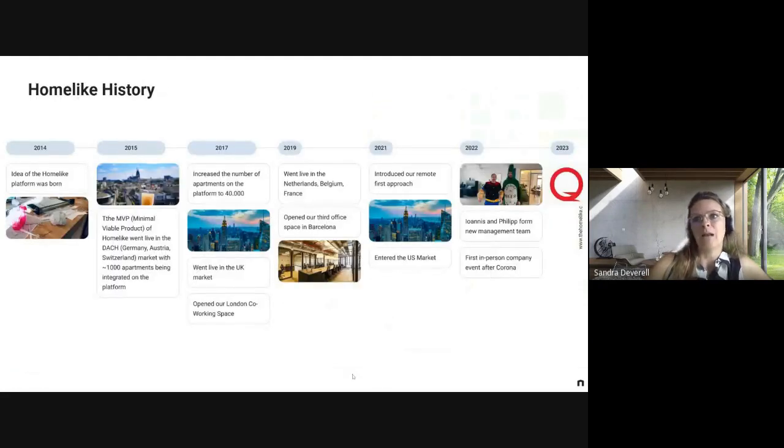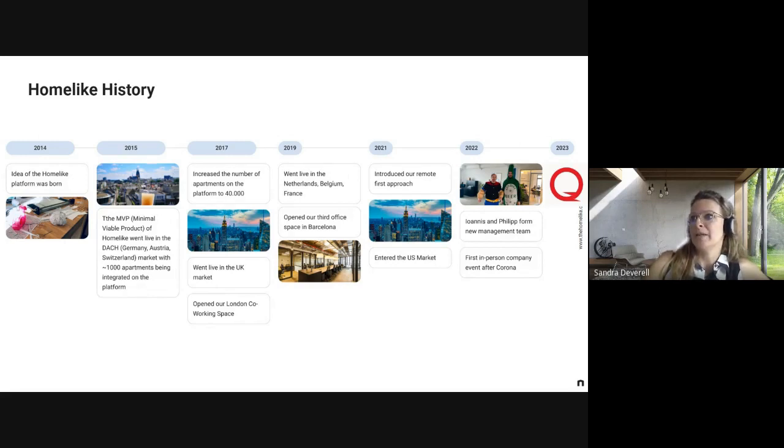Next, a little timeline of Homelike to understand what we've been achieving so far, our journey basically. The idea started in 2014. We had two founders starting off in Germany. In 2015, we went live in the GSA region, Germany, Austria, Switzerland, with around 1,000 apartments on our platform. We quickly grew to 40,000 apartments in 2017, opening up more countries, like the UK, and in 2019 already more markets: Netherlands, Belgium, France, also Spain, with an office in Barcelona as well.